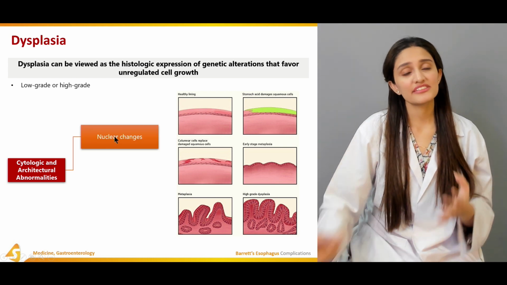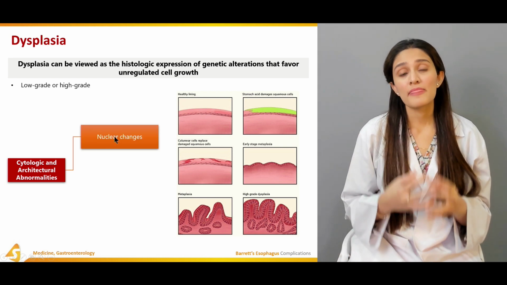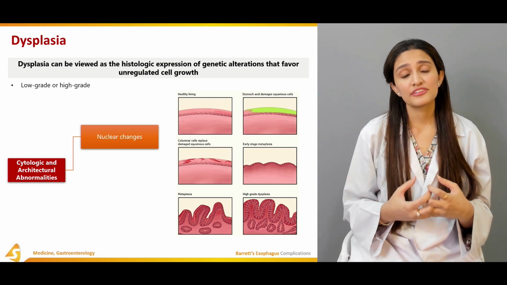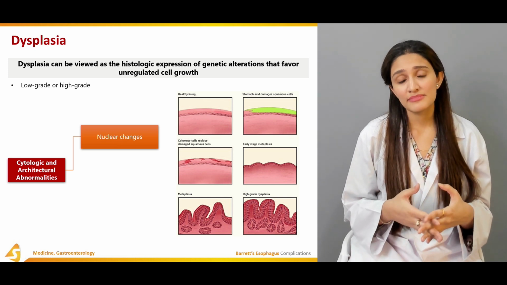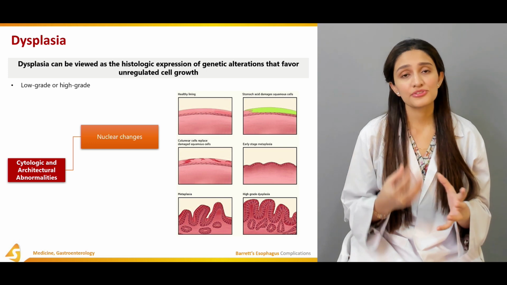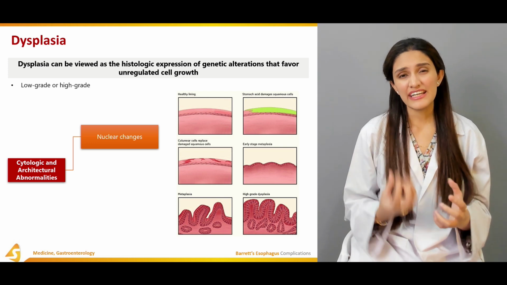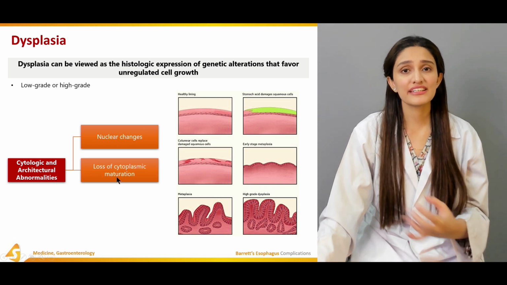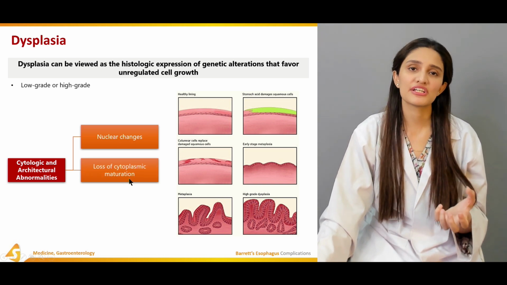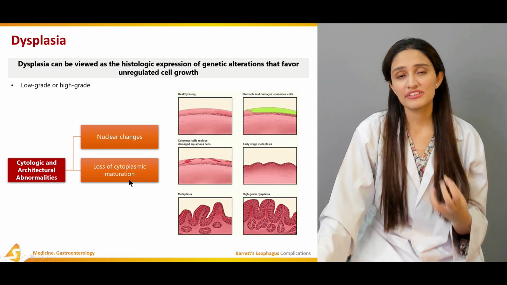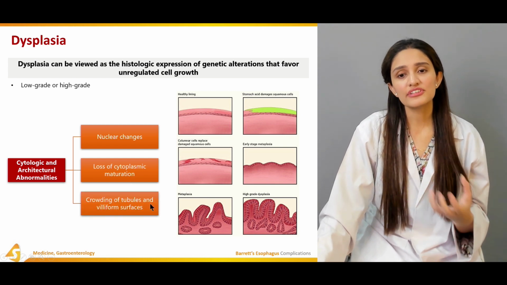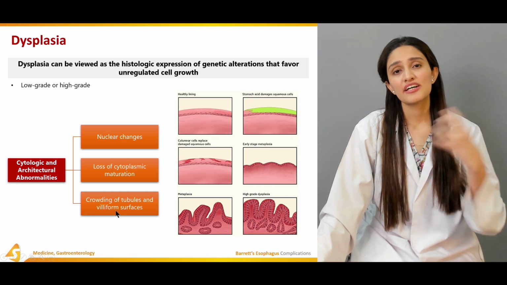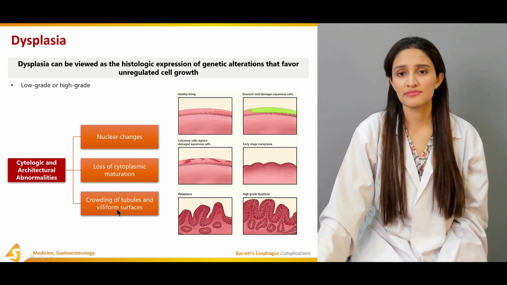The nuclear changes could be cell enlargement, hyperchromatism, stratification, and atypical mitosis. The second most important thing is the loss of cytoplasmic maturation. The cytoplasm doesn't really mature. And then there is the crowding of tubules and villiform surfaces within the cell.